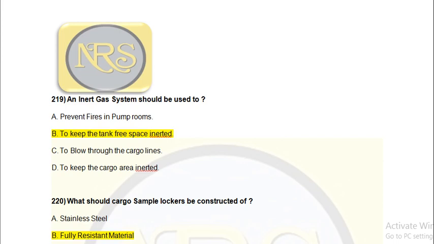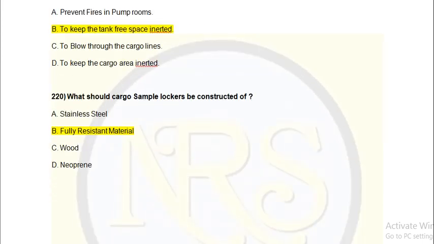When there is a cargo carried in the tank, there will be release of carbon vapor. It is considered H2S, and hydrocarbon is flammable in nature. If mixed with the air, it can cause a fire hazard. So we have to introduce the inert gas to the tank. The tanks are filled up to a maximum of 98%, which I already explained in the previous video. So that space has to be inerted in order to prevent fire. So option B is the correct answer for question number 219.